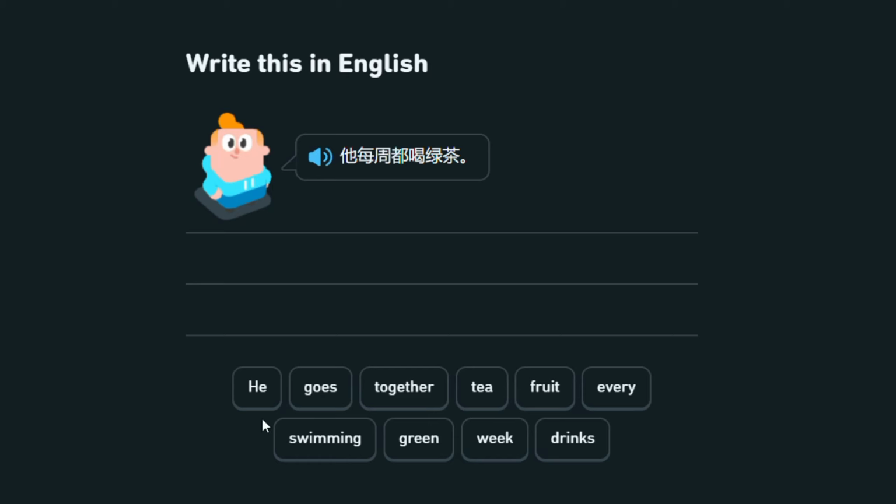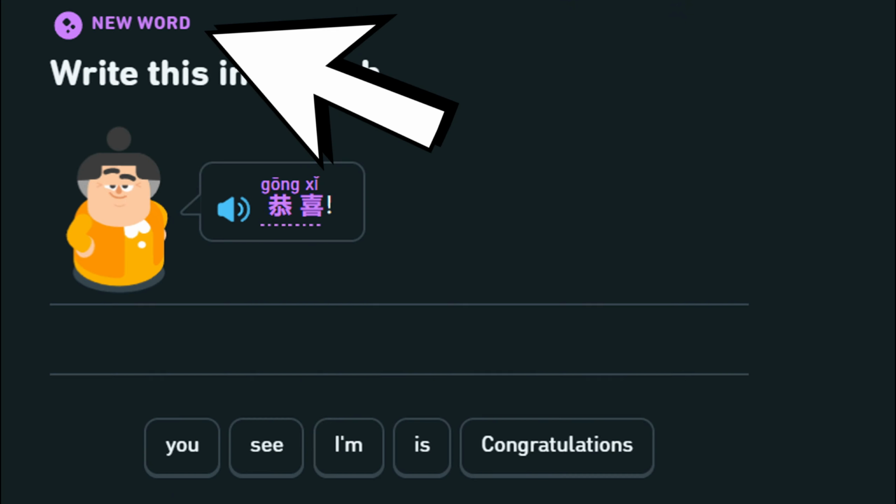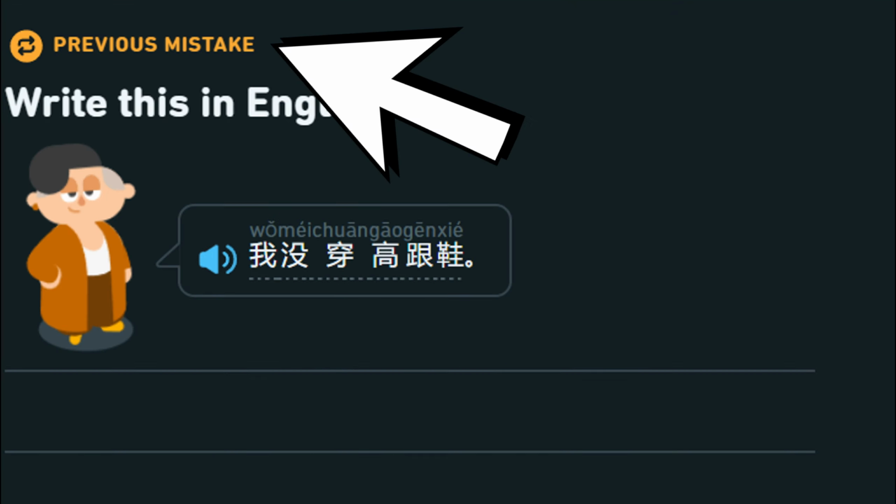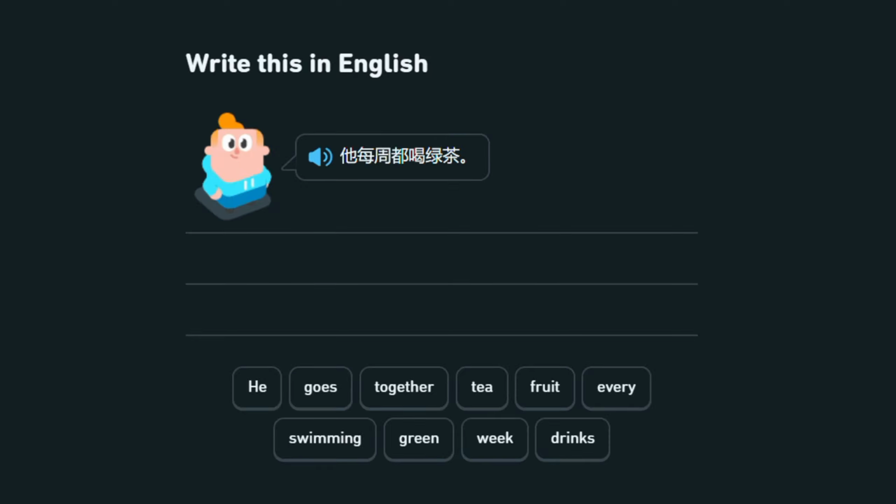Duolingo is basically the same thing, except it has better styling, audio, and it is gamified. It has new cards, due cards, and learning cards. So it is basically a study method on its own.